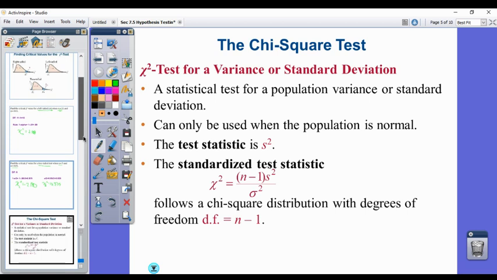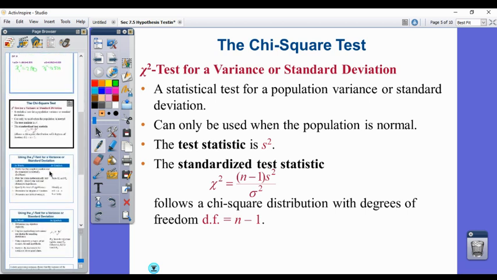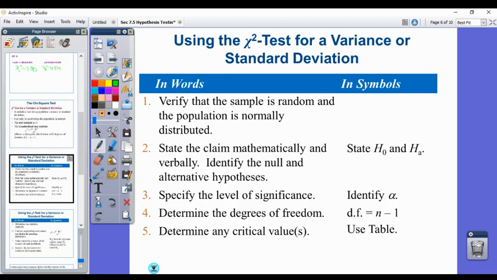So let's run through our steps. First, of course, you always want to make sure your sample is random and the population is normally distributed. You're going to state your claim mathematically and then identify your null and alternative hypotheses. Identify your level of significance, this is your alpha. Find your degrees of freedom using the following formula, and then you're going to find your critical values. Okay.